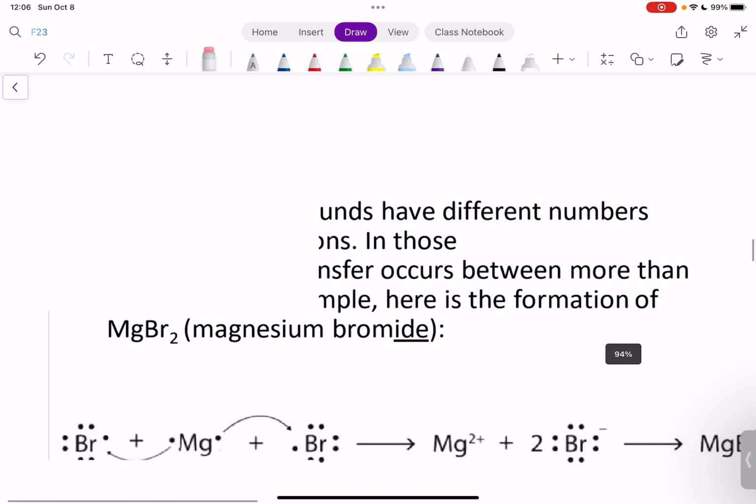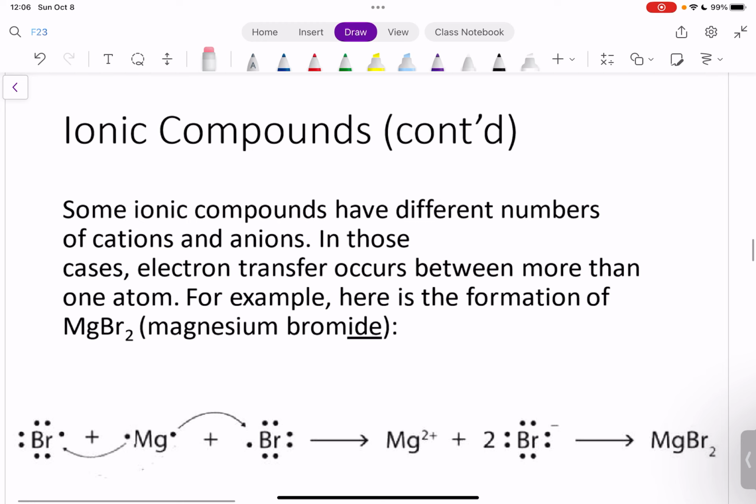Some ionic compounds, so the example we just saw above was when one thing loses an electron, another thing gains an electron. It's kind of the simplest version of an ionic compound. You've got one thing bonding with one other thing. But sometimes we have a different number of cations and anions in one single compound. And in those cases, that transfer of electrons is happening between more than one atom.